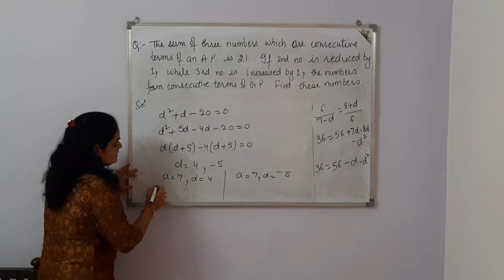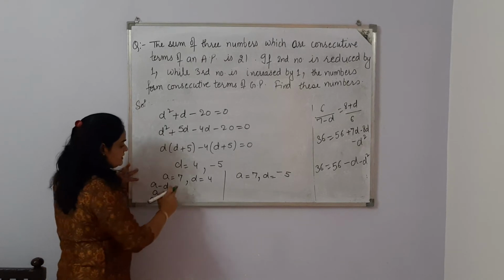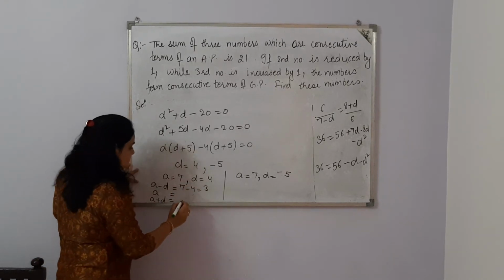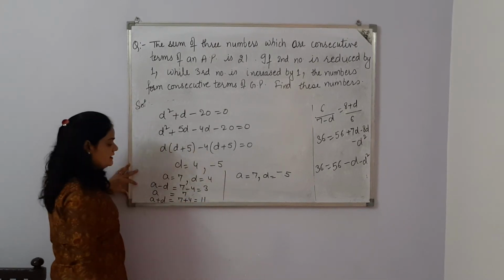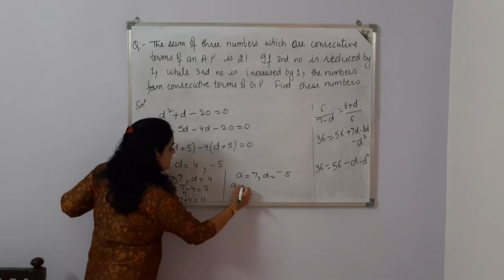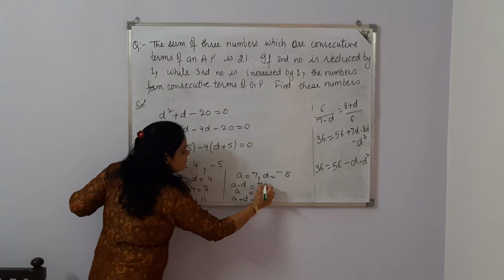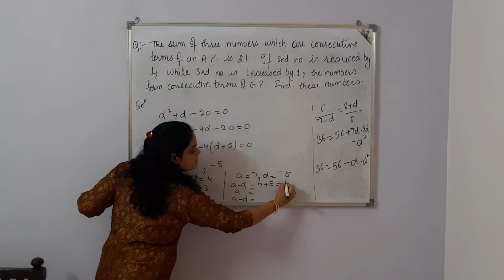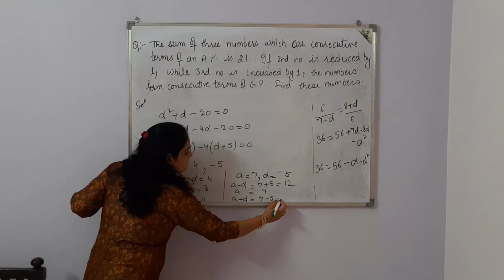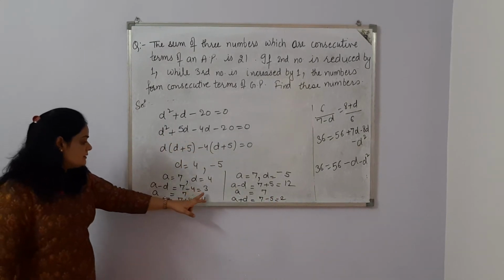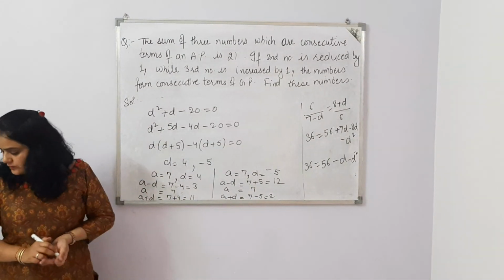The numbers were A minus D, A and A plus D. So what is A minus D? 7 minus 4, which is 3. A is 7, 7 plus 4 is 11. The numbers are 3, 7 and 11. Now for D equal to minus 5, A minus D is minus of minus, plus 5, which is 12. A is 7, A plus D is 2. So the numbers are 3, 7 and 11 or 12, 7, 2. Hope this question is clear to you.